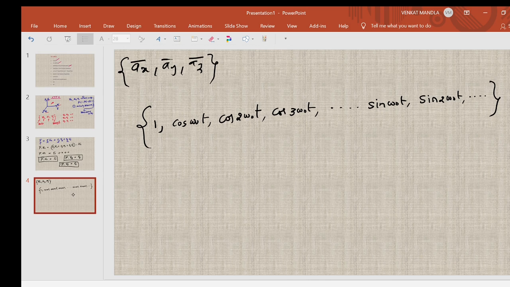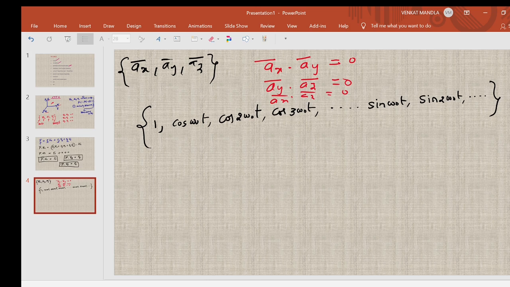I will take any two signals from this. I want to prove these two signals are orthogonal. So first I want to define the orthogonality condition for signals. For vectors, the orthogonality condition is that the dot product must be 0. If their dot product is 0, then these two vectors are said to be orthogonal. Ay dot az is also 0, ax dot az is also 0. So they are mutually orthogonal vectors. So the dot product is defined like this for vectors.